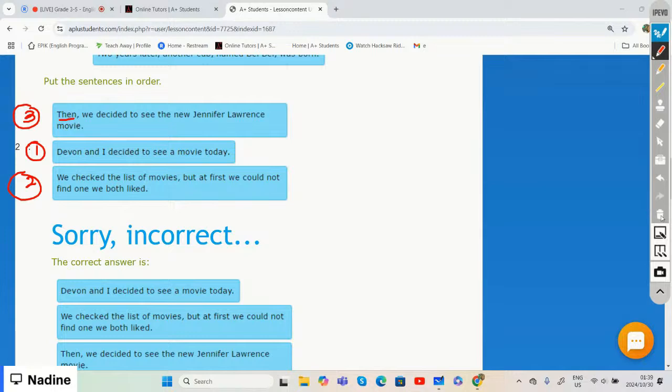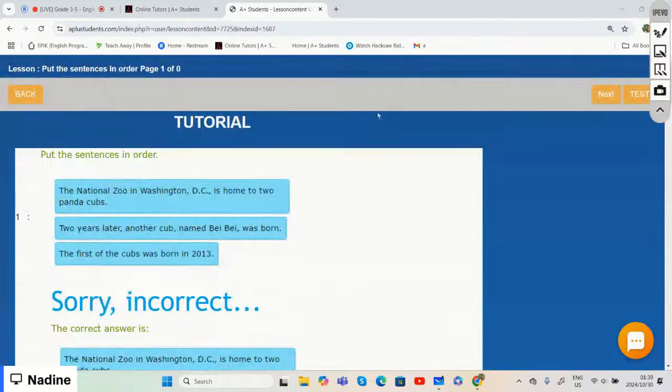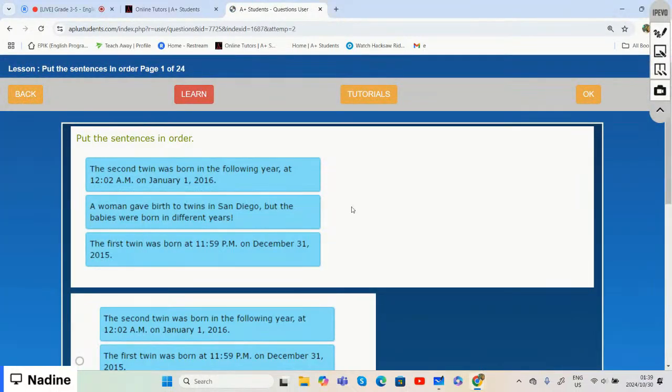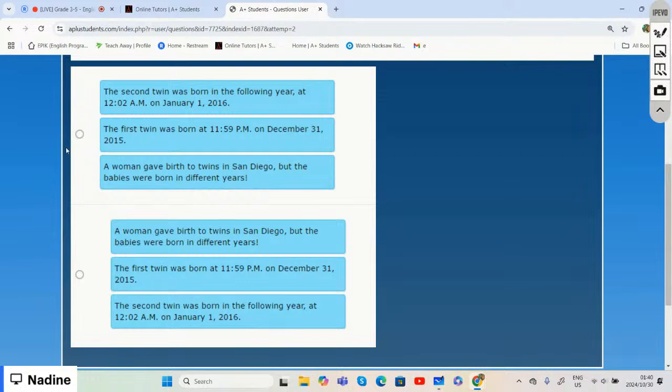All right, so now let's go to our test where we are going to put the sentences in order. So we need to put the sentences in order, right? It says, the second twin was born in the following year at 12:02 a.m. on January 1st, 2016. A woman gave birth to twins in San Diego, but the babies were born in different years. The first one was born at 11:59 p.m. on December 31st, 2015. We need to put the sentences in order. Is it option one or option two? If we look at option one and option two, which one is first? Which one is the order?